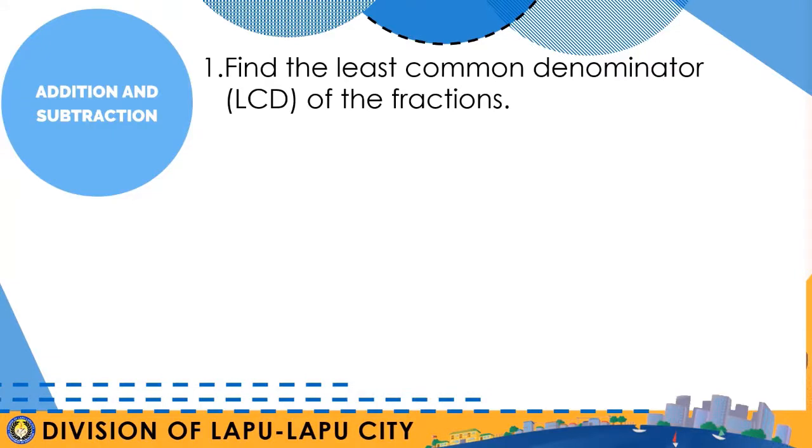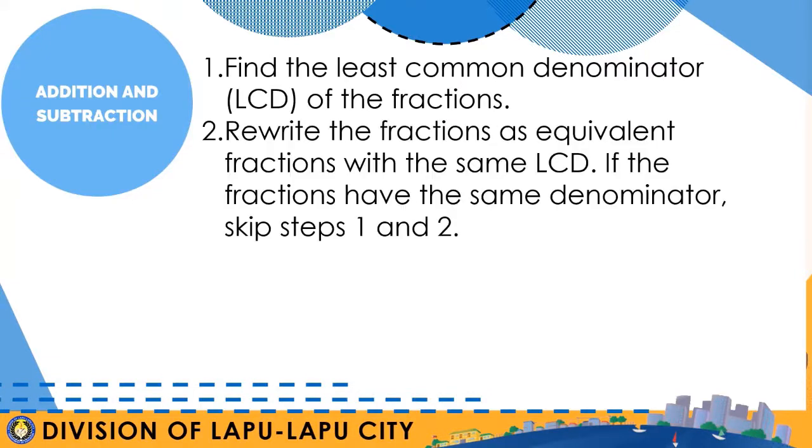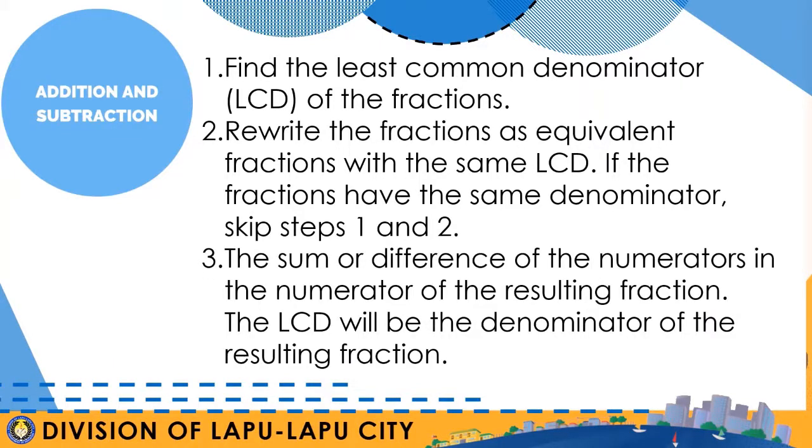First, find the least common denominator, LCD, of the fractions. Second, rewrite the fractions as equivalent fractions with the same LCD. If the fractions have the same denominator, skip steps 1 and 2. Third, the sum or difference of the numerators is the numerator of the resulting fraction. The LCD will be the denominator of the resulting fraction.